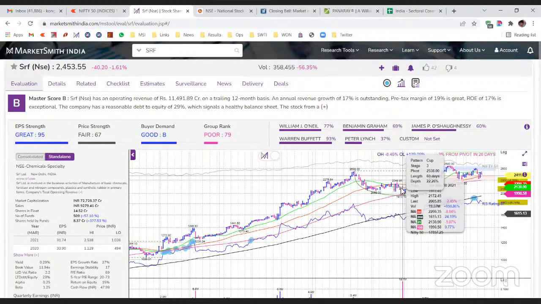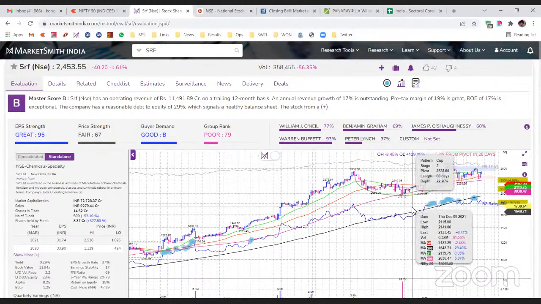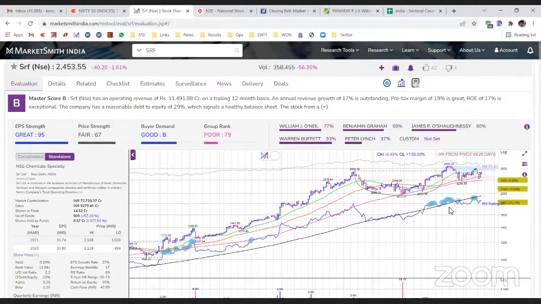Yeah, so as Mayuresh was talking about the specialty chemical space, SRF is one of the key beneficiaries of that space. You can see the institutional holders showing keen interest in the stock: a 57% QoQ rise in the number of funds, and a 377% rise in the shares held by funds.